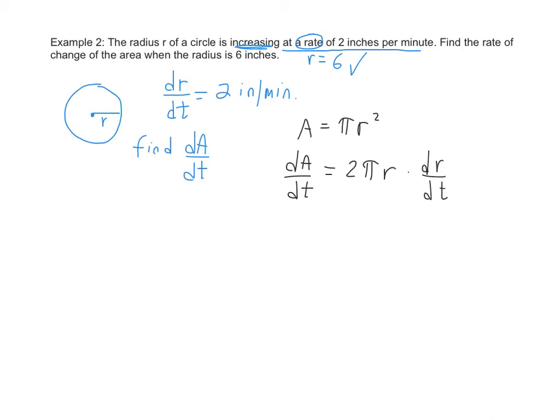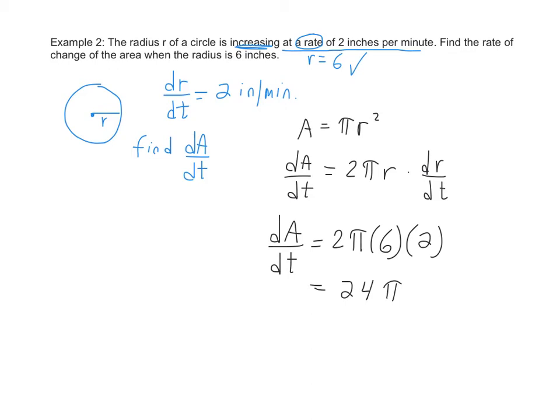And then our last step is to plug in. So dA dt, that's what we're trying to find. So we have a 2 pi, and the r value of interest is 6. That's the only time we're going to use that 6, at the very end here. And then the rate is 2. So when we clean this all up, we get 24 pi.